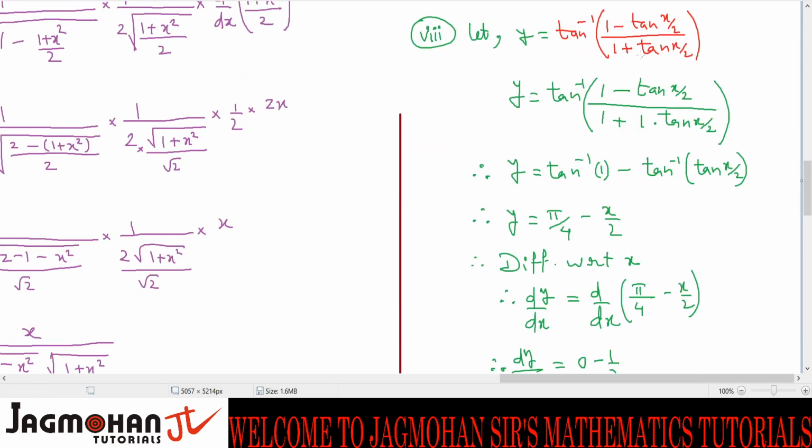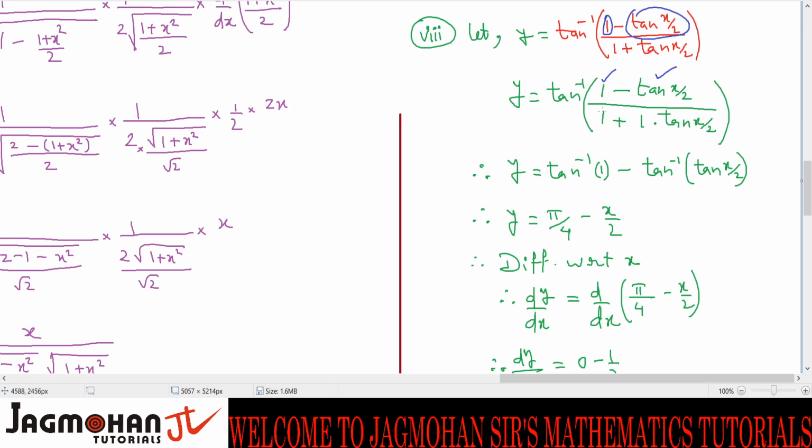The next one is the 8th problem. Y equals tan inverse of (1 minus tan x by 2) upon (1 plus tan x by 2). Next step, look at this denominator. For the denominator, the rest of the parts I make no changes. This 1 here I wrote as it is. This tan x by 2 here in the numerator I wrote as it is.